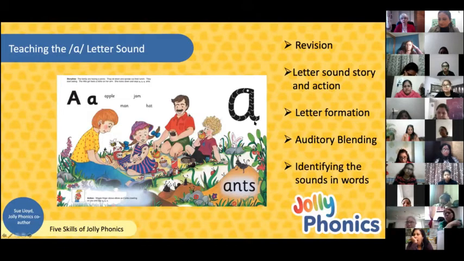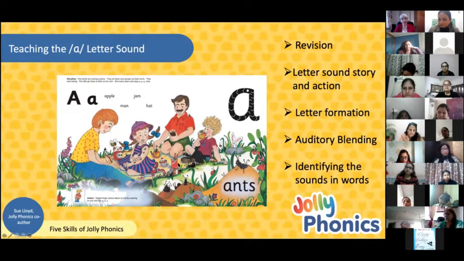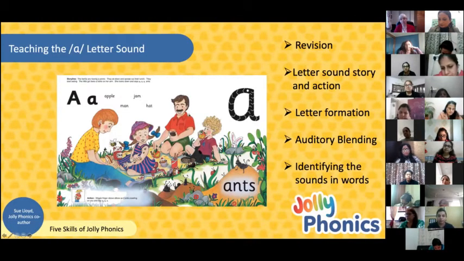And then they have the formation. They learn how to form the letter correctly. And also the picture has a lot of things that have ah in it. So there's the dad and the ants and the jam and the rabbit. So you've got something that you can aim for and talk about, an apple there that starts with ah.